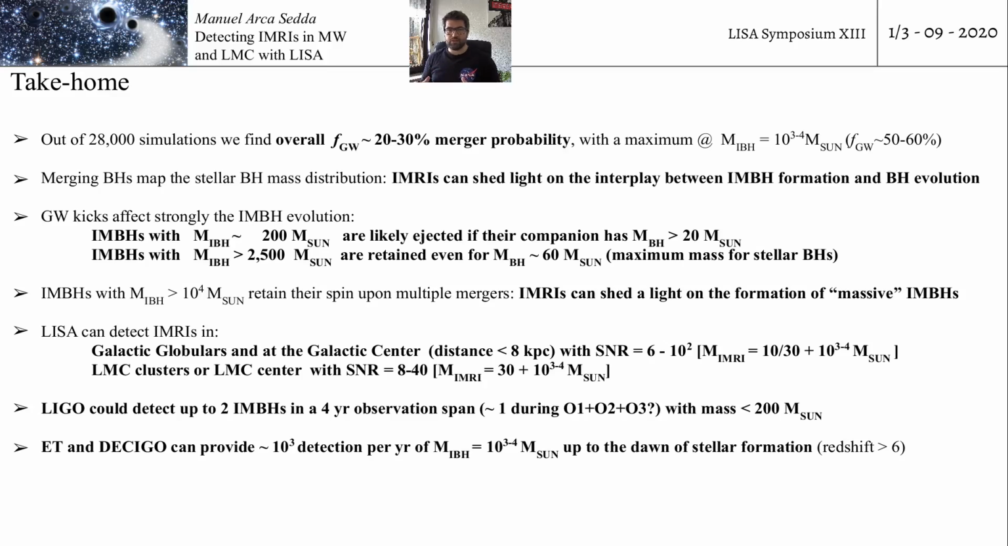We made some predictions for LISA, but also for other detectors. We infer for LIGO the detection of one IMBH every 2 years with a mass below 200 solar masses. And in the future, we think that the Einstein Telescope and LIGO can observe thousands of these events and these sources up to the dawn of stellar formation.